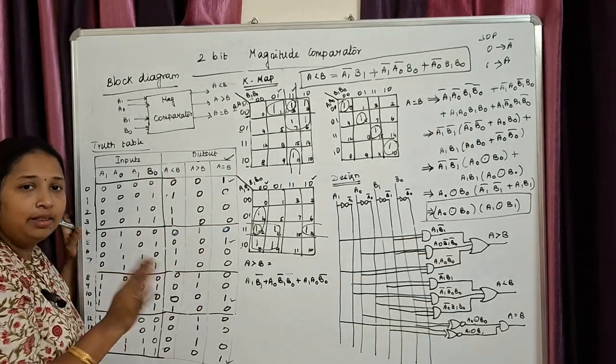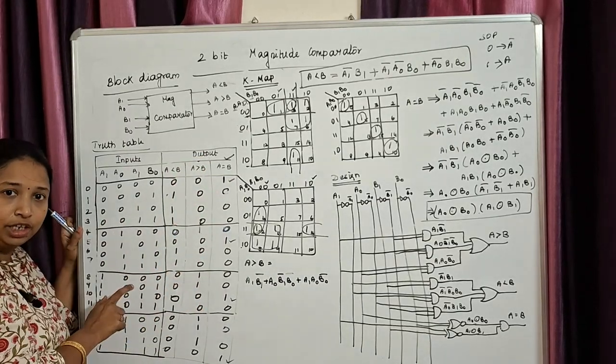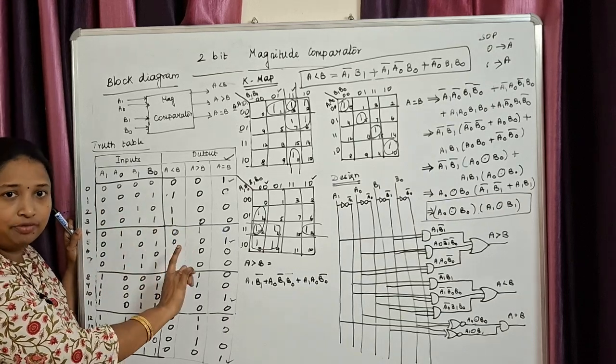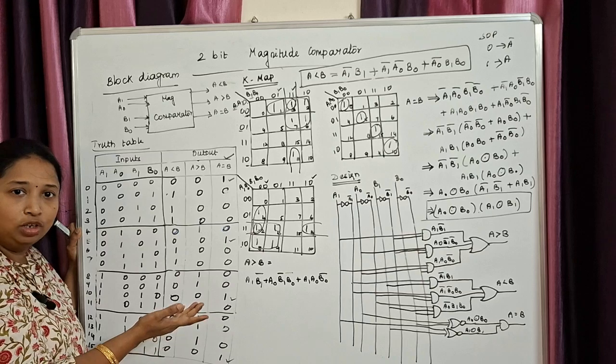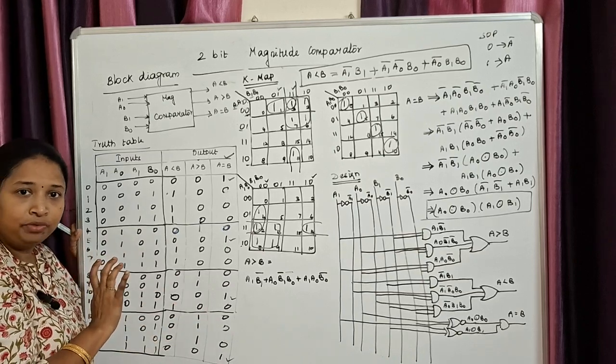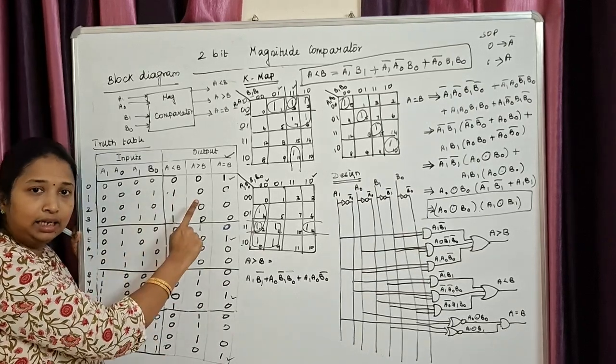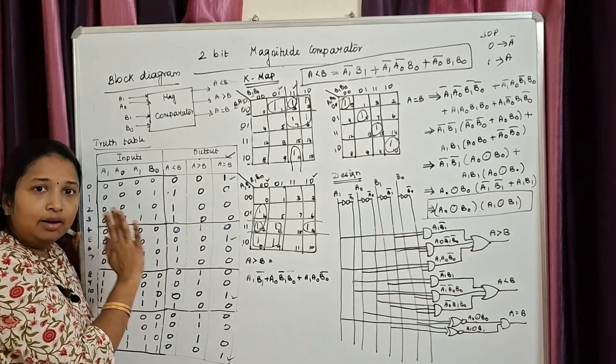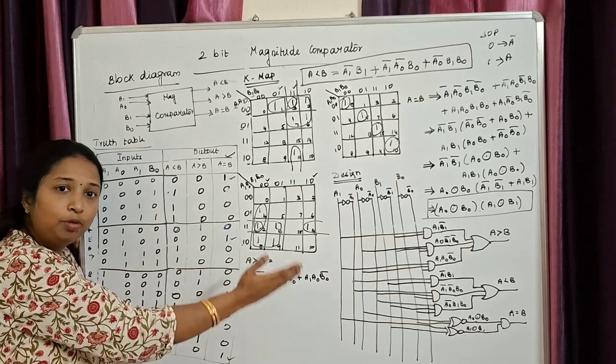How do you fill your output? That is based on the condition. You have to check for the condition. Whichever condition is getting satisfied, against that particular condition, you will be mentioning 1. For the other condition, which is getting false, for that you will be mentioning 0. After filling the output for all the three conditions, that is for A less than B, A equal to B, A greater than B, what is the next step? You have to find your Boolean expression.